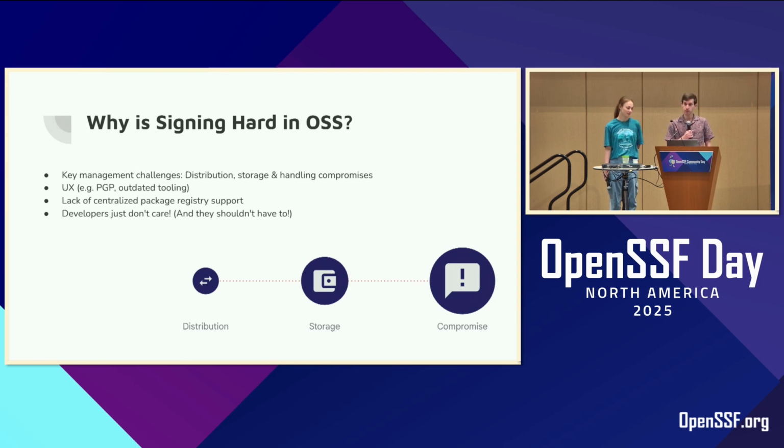User experience challenges are another barrier. PGP and its tooling is cumbersome. Signatures are not supported widely by registries. I mentioned Maven Central, which supports PGP signatures, and while PyPI did as well, they removed support for PGP after finding that most signatures were unverifiable for various reasons. Finally, developers don't prioritize security, and we believe they shouldn't have to. Signing should be as straightforward and ideally as invisible as possible.